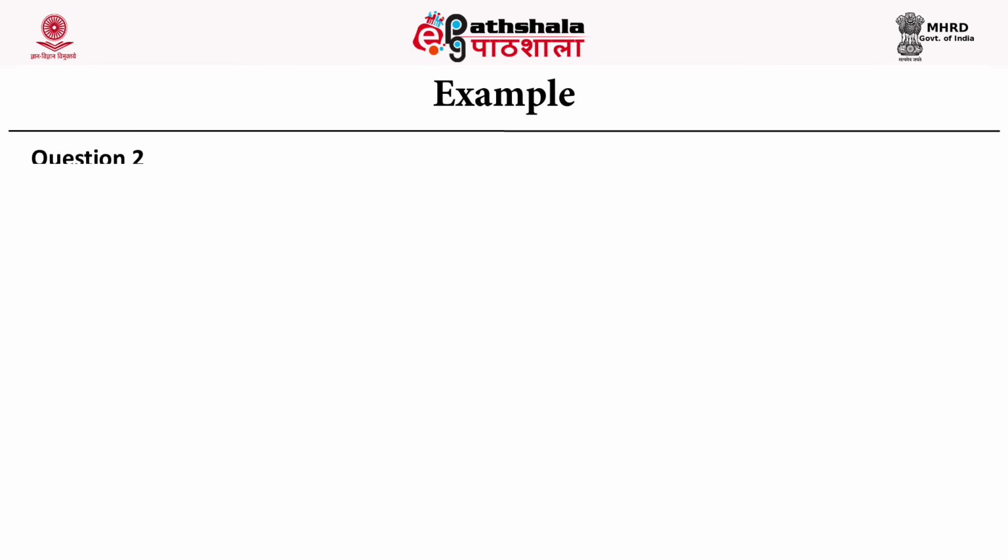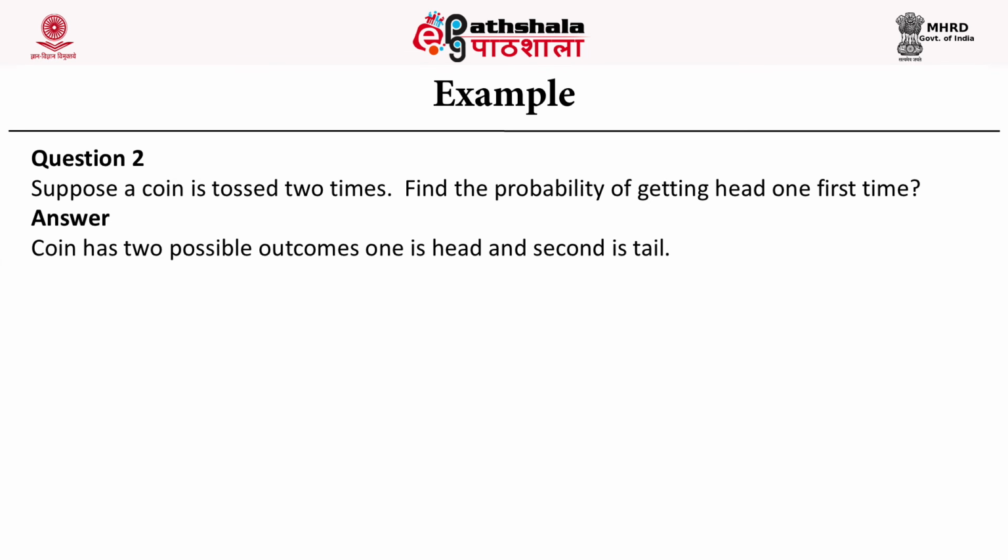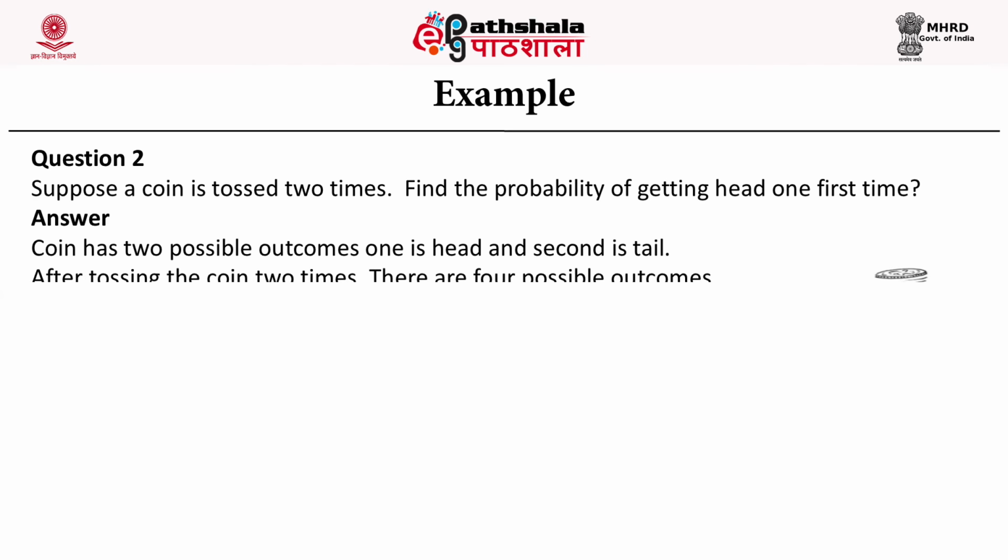Now here we discuss an example. Suppose we have a coin and we toss it 2 times, and we are interested to find the probability of getting head on first time.